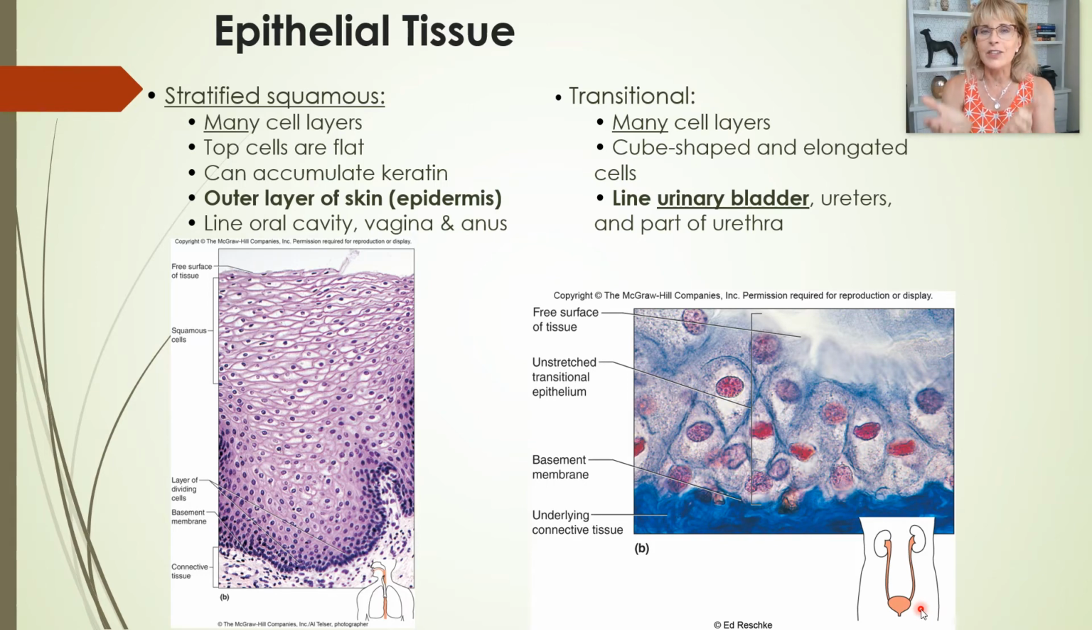So life invented this special kind of epithelium called transitional. Here's what it looks like when your bladder is empty. They're all piled up on top of each other.